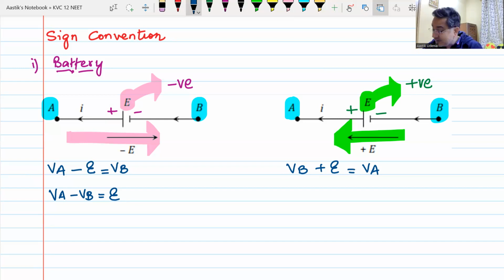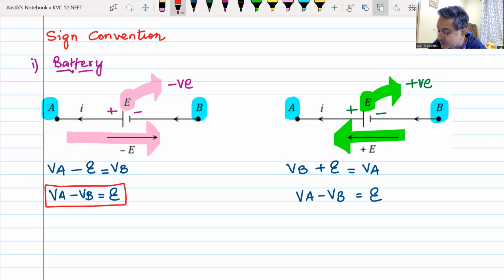So even if I write this equation, if I correct it, you can see VA minus VB is equal to E. This is the equation that I got in the first case, and this is the equation I am getting in the second case. Both the equations are the same. That means I go from here to there or there to here, I will get the same result. Do we understand this, or has this gone above our head?